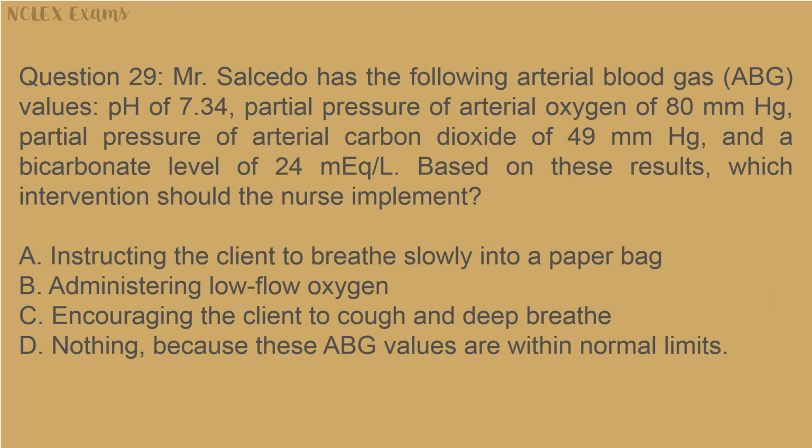Question 29. Mr. Salcedo has the following arterial blood gas, ABG, values: pH of 7.34, partial pressure of arterial oxygen of 80 mm Hg, partial pressure of arterial carbon dioxide of 49 mm Hg, and a bicarbonate level of 24 mg/L. Based on these results, which intervention should the nurse implement? A. Instructing the client to breathe slowly into a paper bag. B. Administering low-flow oxygen. C. Encouraging the client to cough and deep breathe. D. Nothing, because these ABG values are within normal limits.